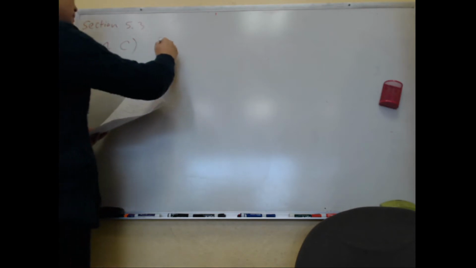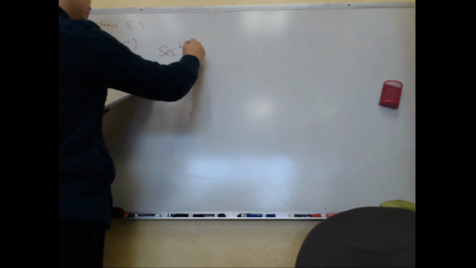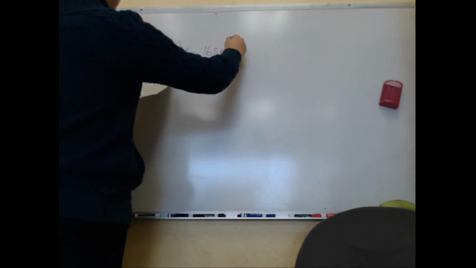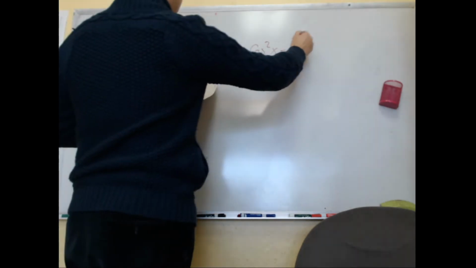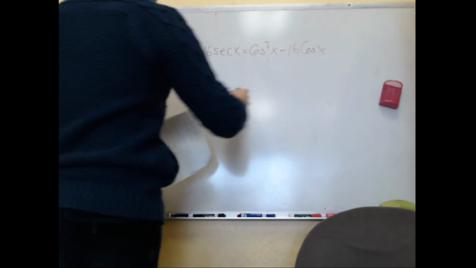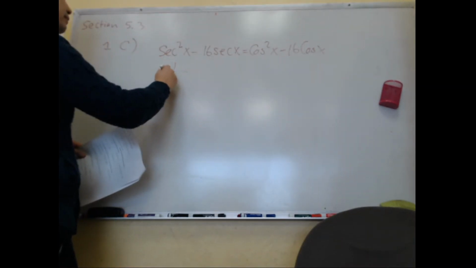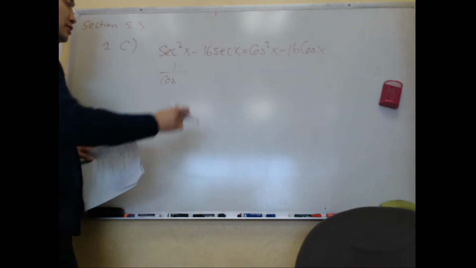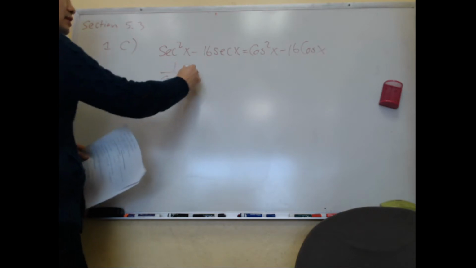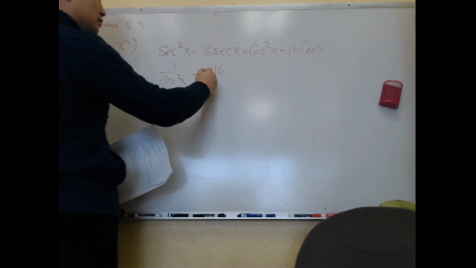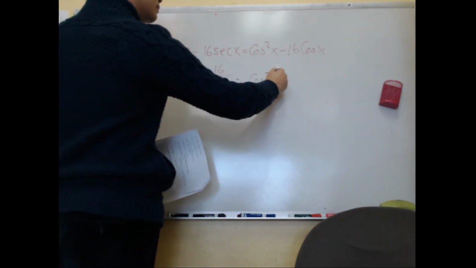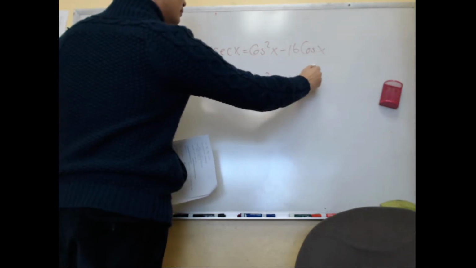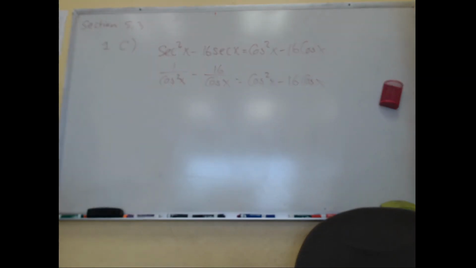So what do you guys notice about secant and cosine? Secant is 1 over cosine. So this one would be 1 over cosine squared of x, minus 16 over cosine of x, right? Yeah, we can do that. So now everything is written in terms of cosine.